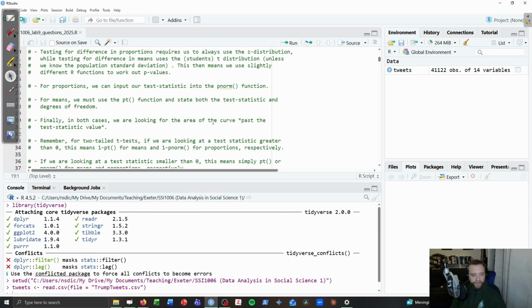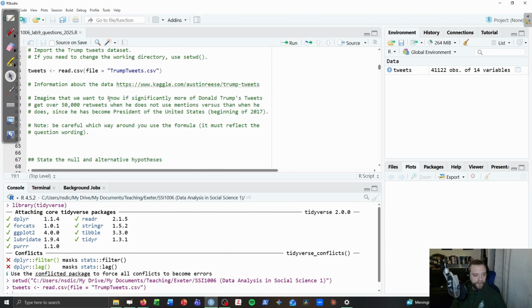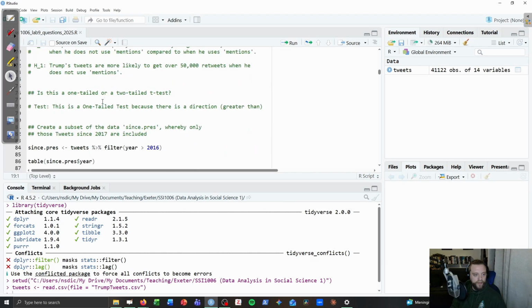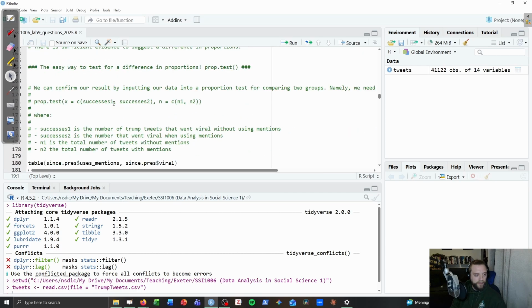So like most tests, this follows the structure of the data. Now the first part of this actual lab 9 script deals with a t-test. So I'm going to scroll down here to line 165, and this is where we're going to deal with this function prop test.